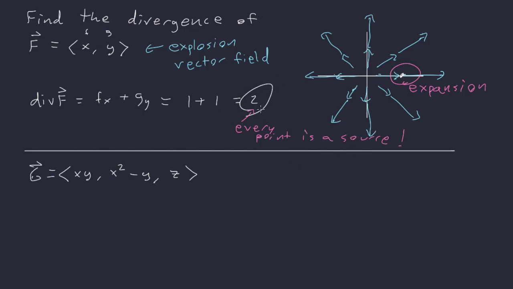Okay? Because we just got 2. So we have a divergence of 2 at every single point. So that means that we're expanding at every point. We get expansion at every point.